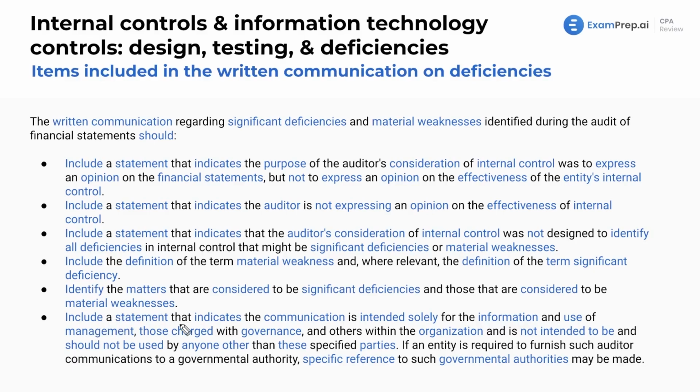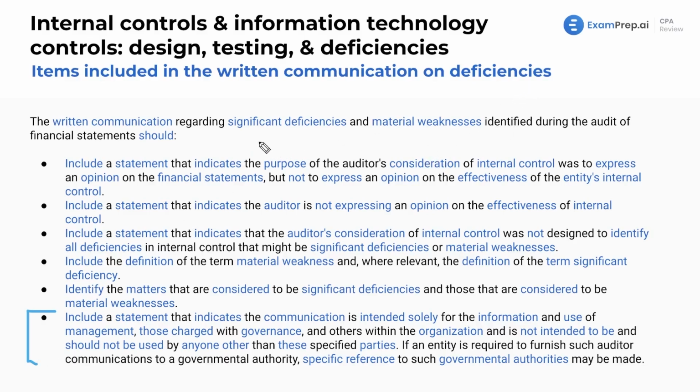And we want to include a statement that indicates the communication is intended solely for the information and use of management, those charged with governance. So this is a restricted use report. We're including a statement saying this should not be distributed to the users of the financial statements. This should be kept secretive. It's meant for the benefit of the company. It's not meant for the financial statement users, because you are going to give an opinion separate from this.